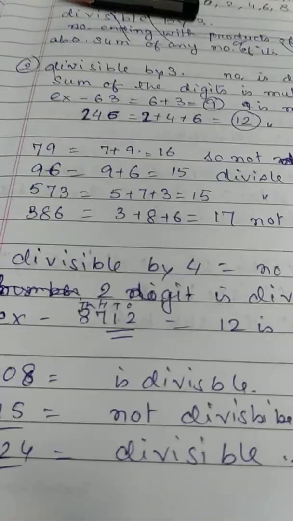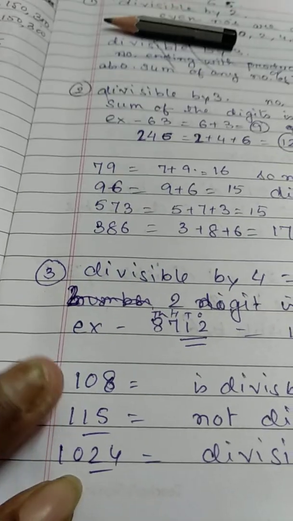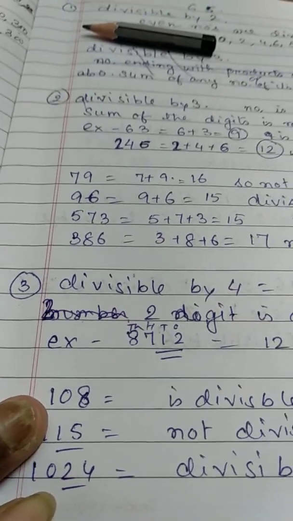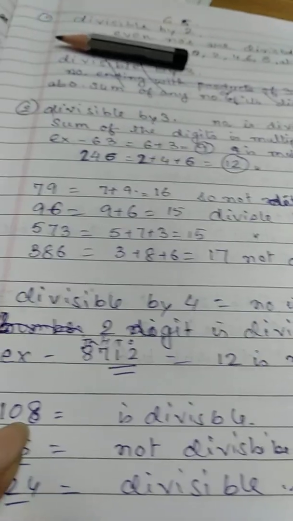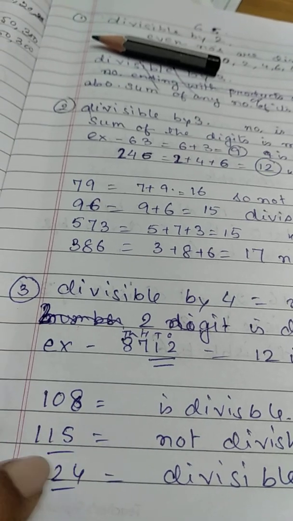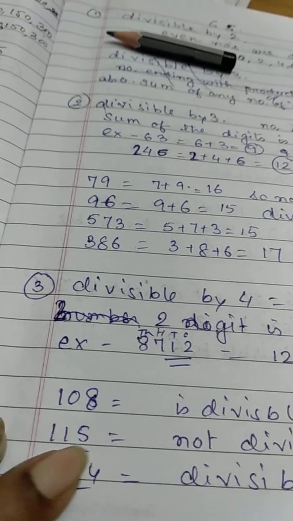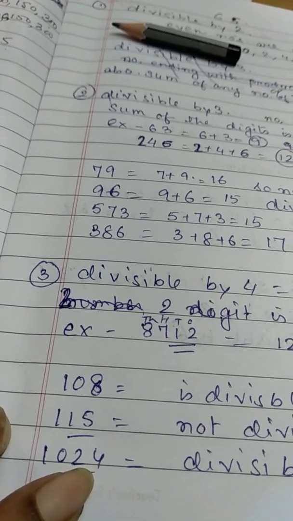In your copy there are sums. Here I have shown the example. You do it. 108 is divisible by 4 because 08 is a multiple of 4. 115 is not divisible because 15 is not a multiple of 4. 1024, 24 is a multiple of 4, therefore it is divisible by 4.